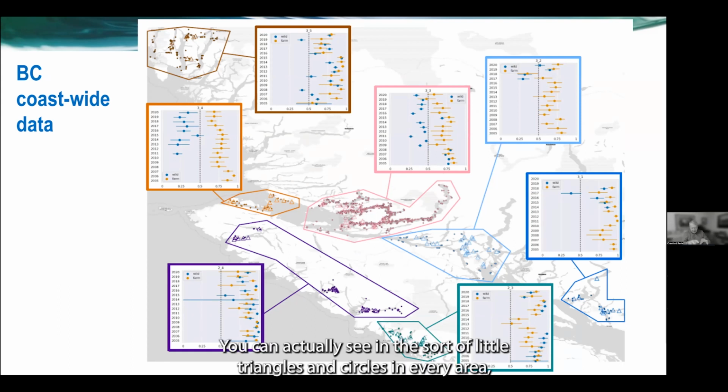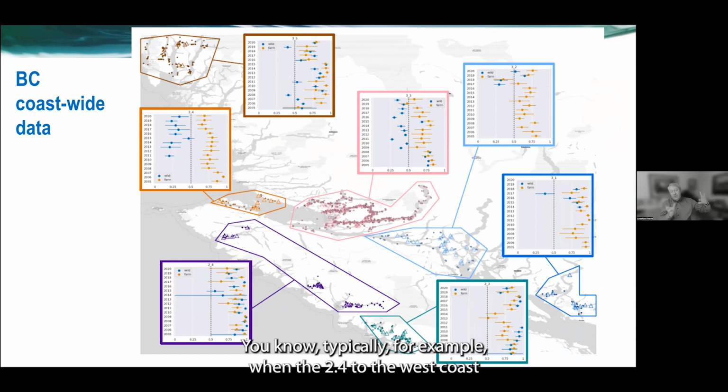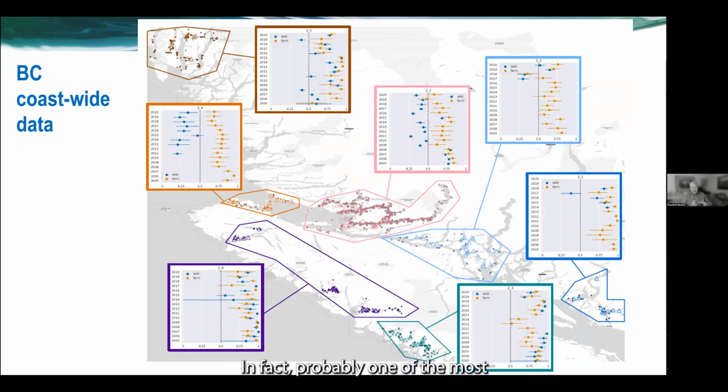You can actually see in the little triangles and circles in every area the extent and the range of places where sampling takes place. Typically, for example, in the 2.4 area, on the west coast of Vancouver Island, most of the sampling will happen in the same inlets where there are salmon farms present, which makes sense. In fact, probably one of the broadest sets of areas are your own sampling points in Kitasoo.